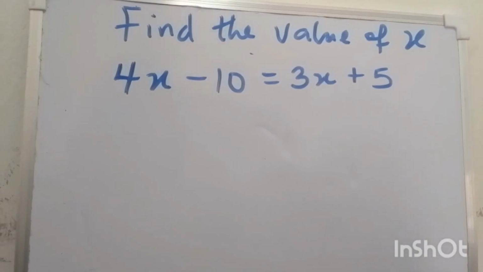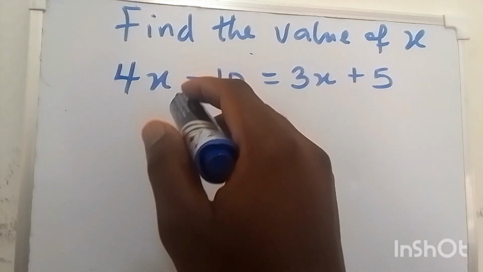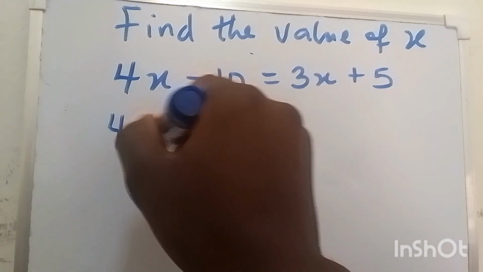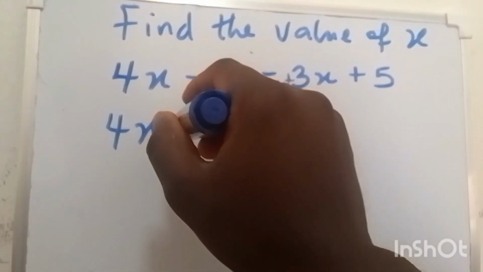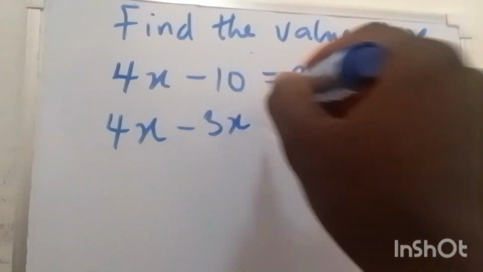This question says find the value of x. 4x minus 10 equals to 3x plus 5. How are we supposed to do this? Easy. Get the like terms together. So you have 4x and you have positive 3x here. Move it to the other side, becomes negative 3x.